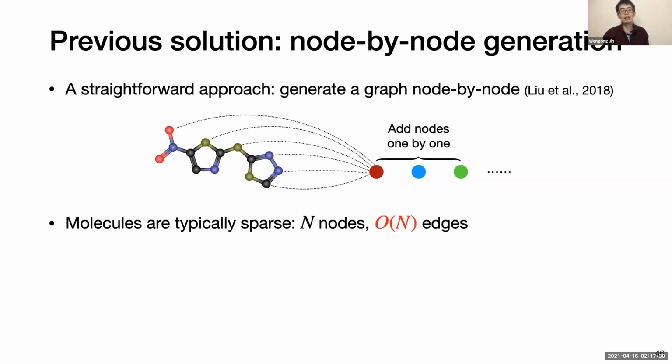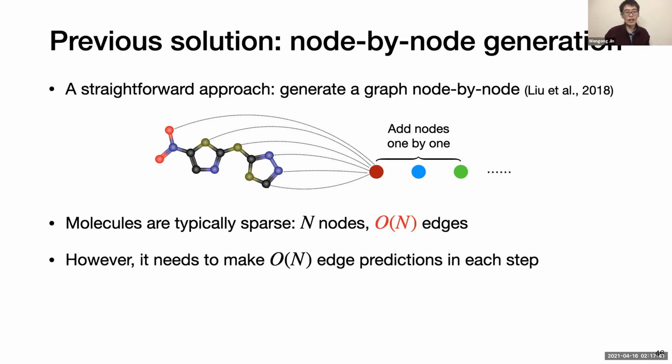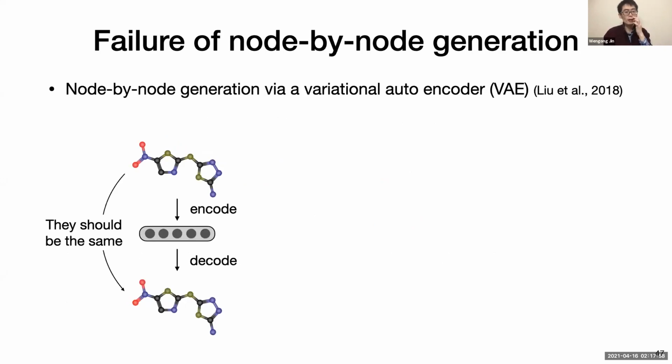But the problem is these molecules are typically very sparse. So if you have n nodes, you typically just expect a linear number of edges. But if you take this node-by-node generation approach, you actually need n squared complexity, because in each step you need to predict n edges, and you need to do this n times. So when you apply this node-by-node generation to drug discovery, you immediately find a problem.